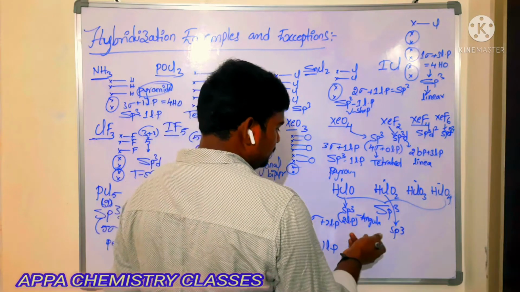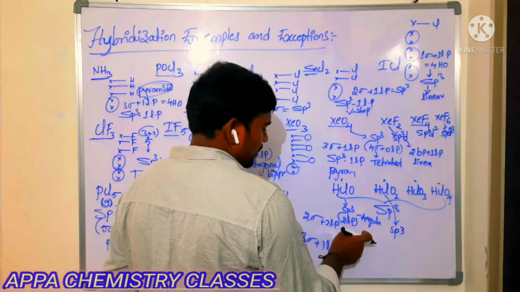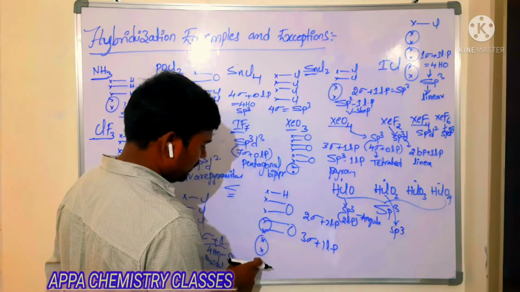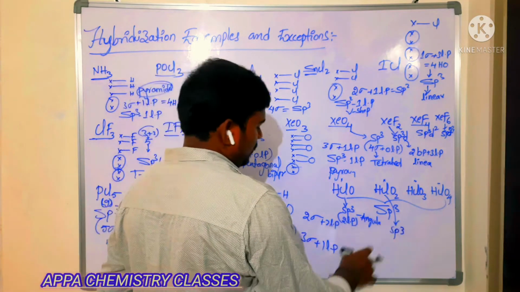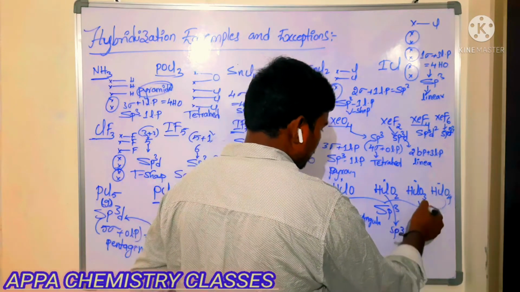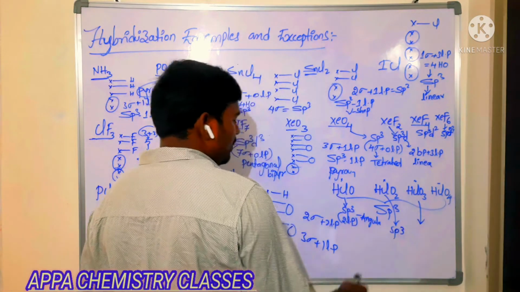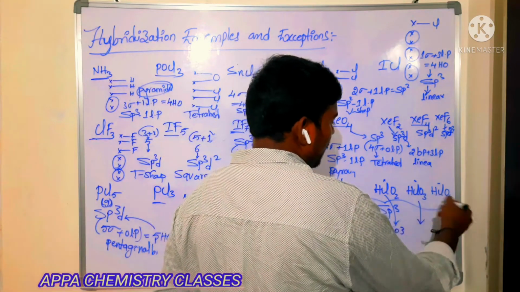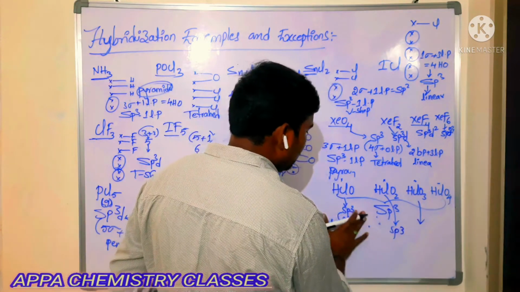So it is sp3, and it is a pyramidal shape. Next HClO3, it is a pyramidal shape with 1 lone pair. Next we are going to see HClO4, which will be tetrahedral.